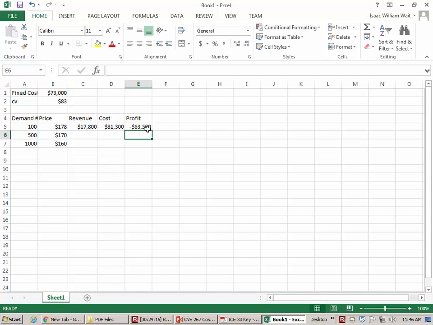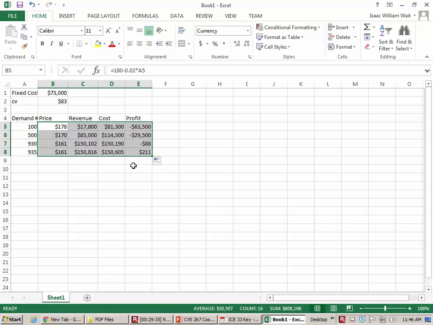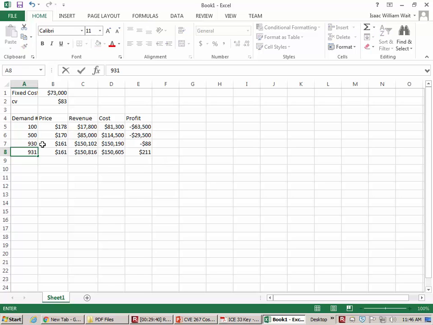And so now we can see that we're not yet broken even. What did we say was our break-even point from the formula? 932. So let's see, 930, 935. Let's see if it goes from loss to profit in between those two. It does. Here was the loss, here's the profit. What about 931? Oh, 931 is a loss, 932 is a profit.